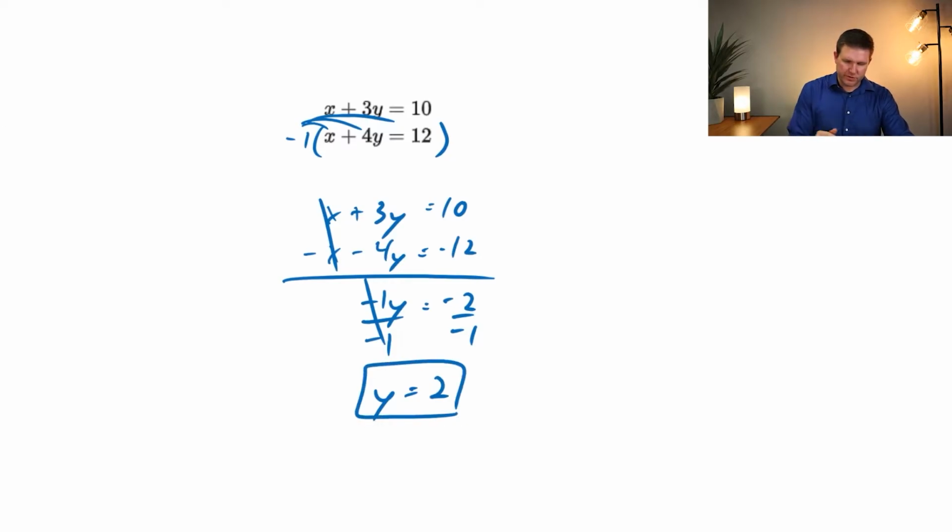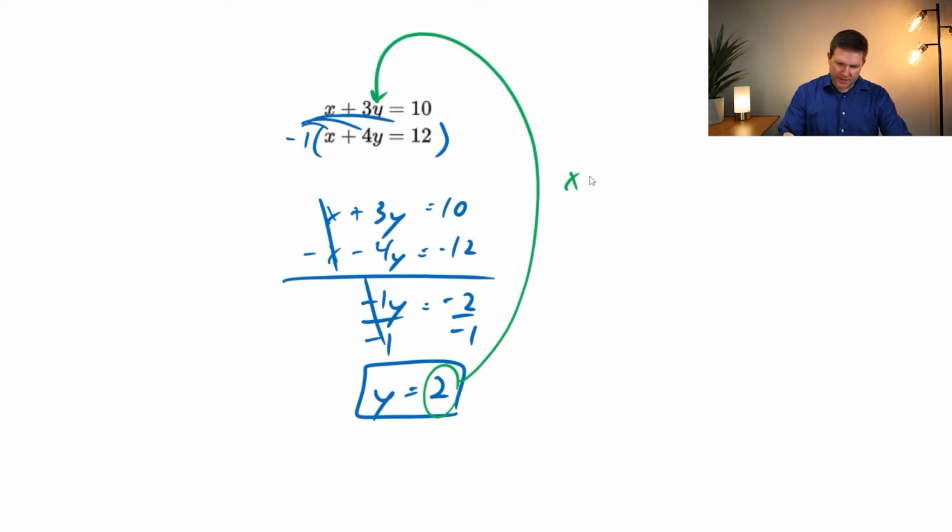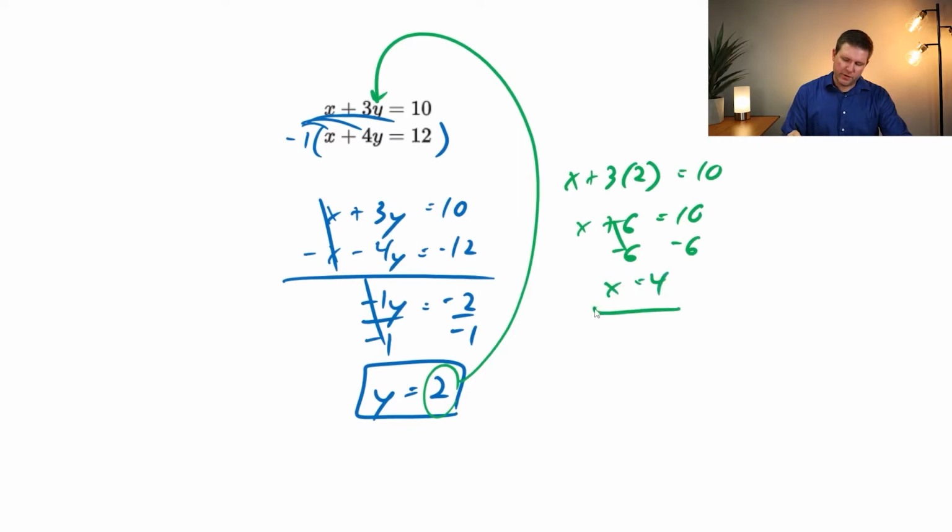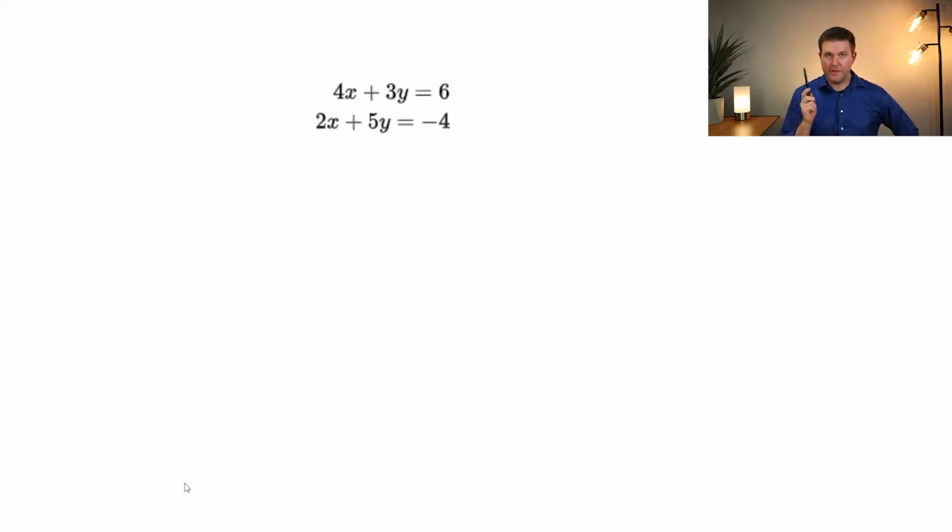Which of the two is easier to plug back into? Probably the one with the lower multiplier, so we're going to go right there. So we've got x plus 3 times 2 equals 10. x plus 6 equals 10. Subtract the 6 out. x is 4. And then we've got (4, 2) as the result. There we are. So, this little guy.